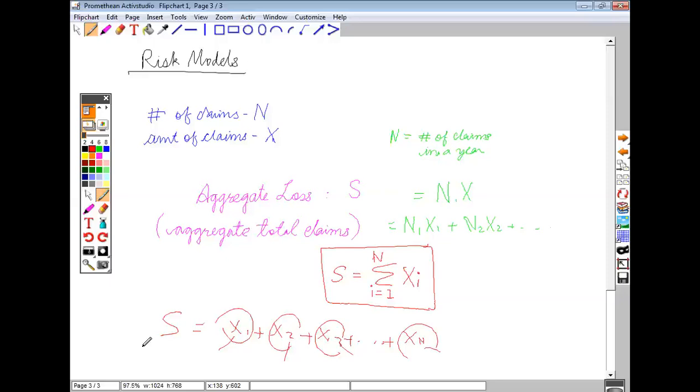All right. Let us say my N is 0. Now if I incur no claims, then what will be the value for S?